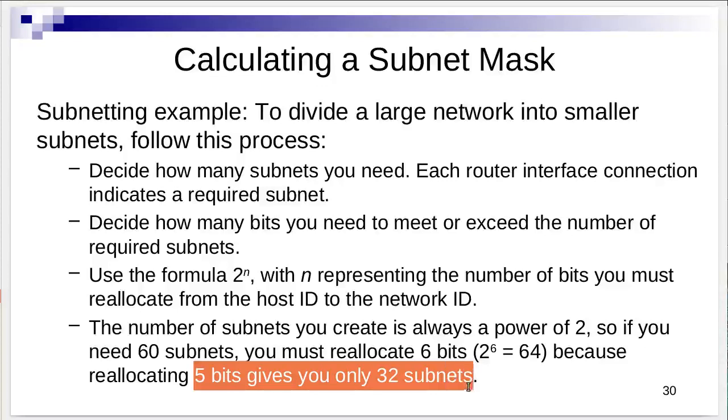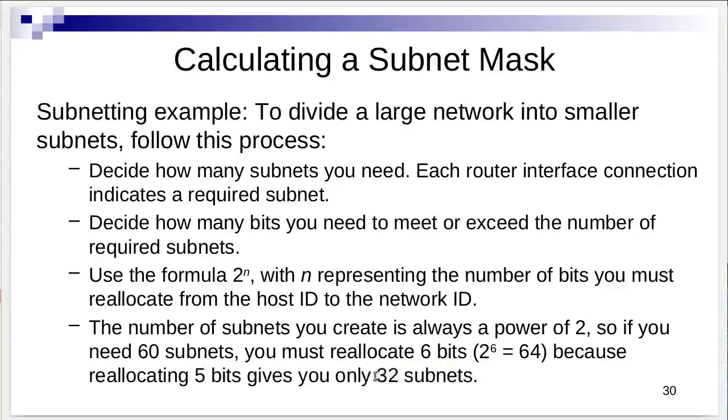So you can't use 5, you have to use 6. 6 is too much, but if you wanted 33 subnets, you still have to use 6 bits, unless you found a way to reduce the number of subnets that you actually need. But that's often not a possibility.